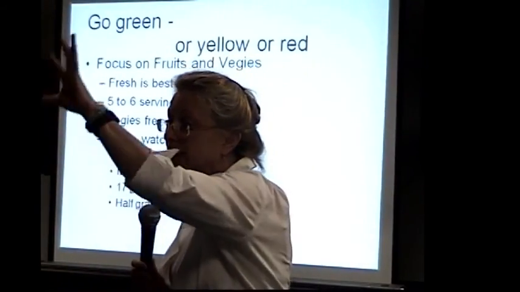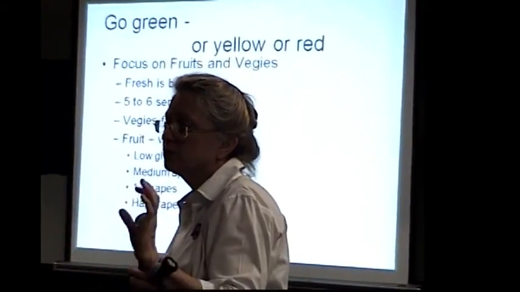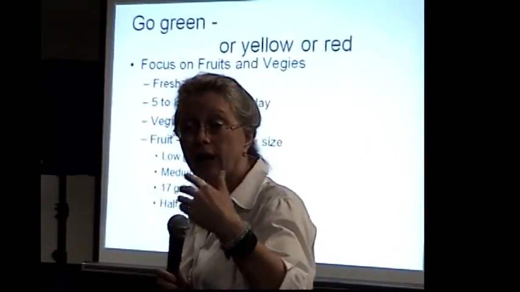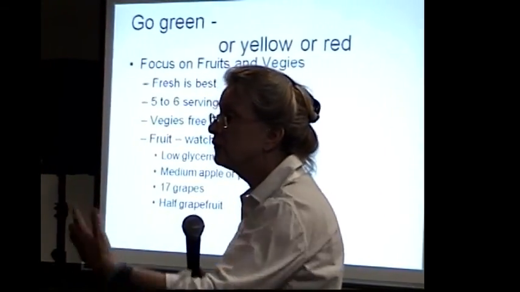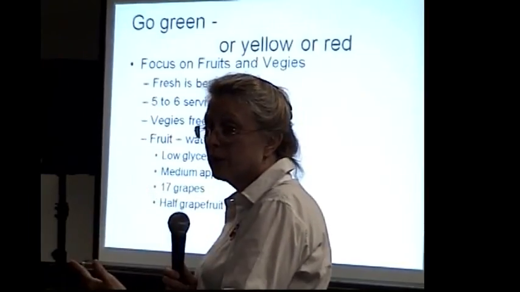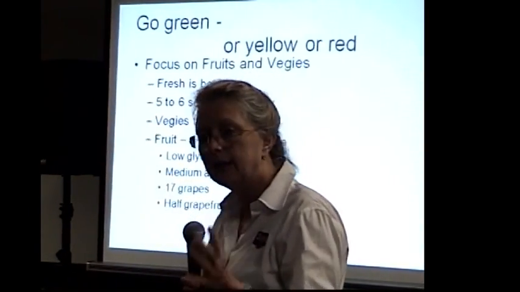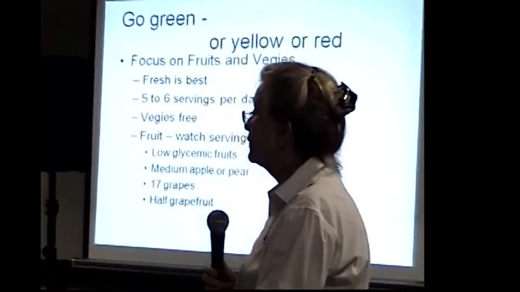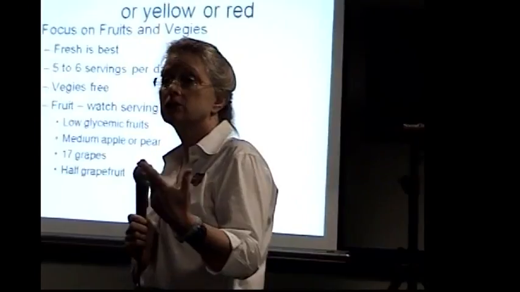Okay, so go green or yellow or red, but focus on your fruits and vegetables. Within that diabetic diet framework, we want vegetables, fruits, as much as you can. They're naturally gluten-free, but they also have all those other nutrients you need. They've got the fiber, they've got the phytochemicals, they've got all the antioxidants. The more bright colors you can get in your diet, the better off it is from a health point of view. And what is the recommendation? 5 to 6 servings of vegetables a day.